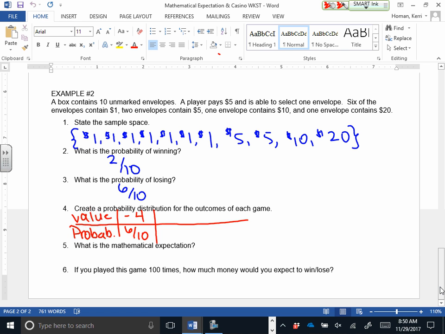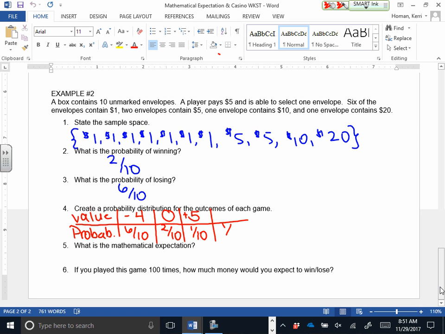Okay. What else could happen? We could also draw one of these $5 envelopes. Okay. How much money are we making or losing? Okay, we're not, right? Our value would be 0, and there's 2 out of 10 of those envelopes. Now, yes, there are 2 different ways to win, but we're going to separate those out. There's a 1 out of 10 chance that we draw that $10 bill, and if that's the case, how much money are we making? We're making $5.